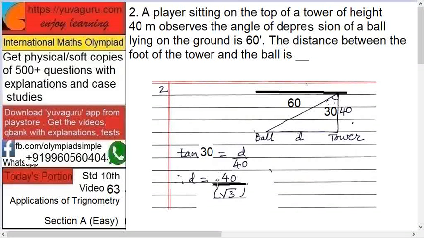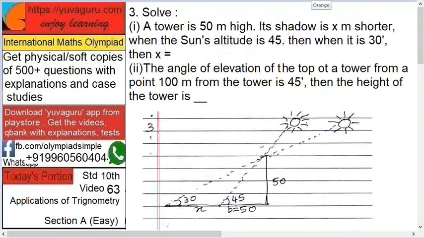If in the exam it's given this much only, keep it this much. Else you will have to solve this 1.732 and move ahead, meaning 40 upon 1.732 and then you will have to solve. But generally it's not given. This much is the answer in exams.